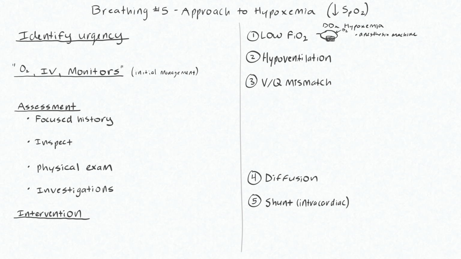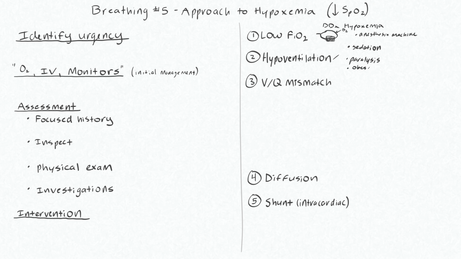Hypoventilation means that the minute ventilation for the patient is not adequate to provide them with enough oxygen. So anything that decreases your resp rate or your tidal volumes could potentially cause hypoxemia. So sedation, particularly with opioids, paralysis, would be a mechanical impairment to taking deep enough breaths.